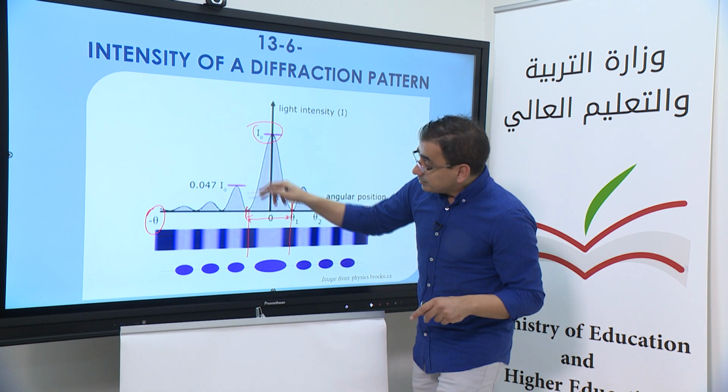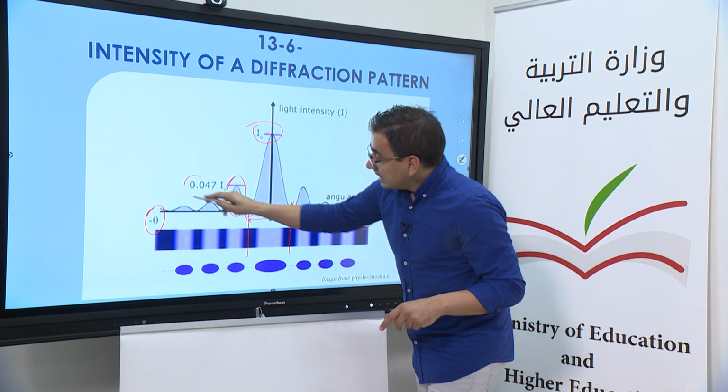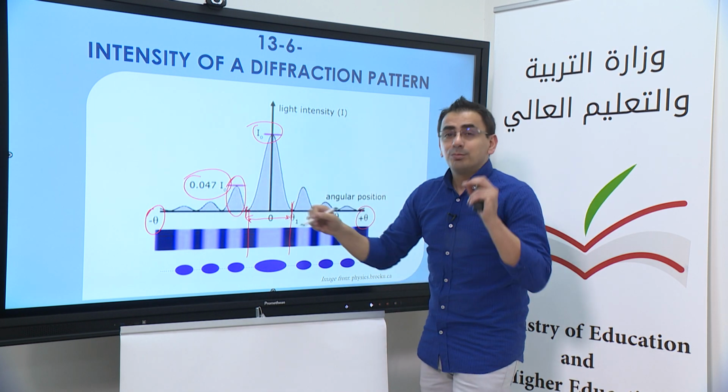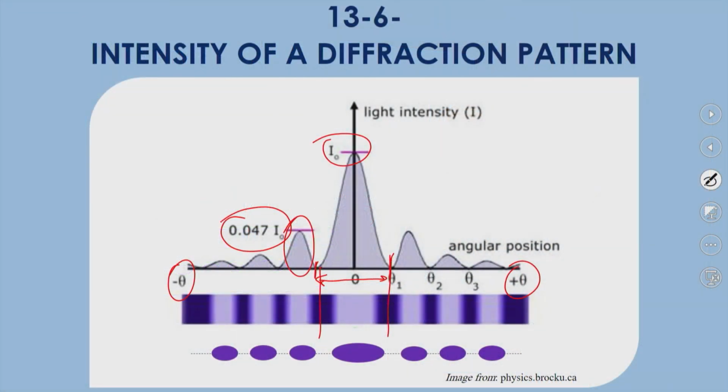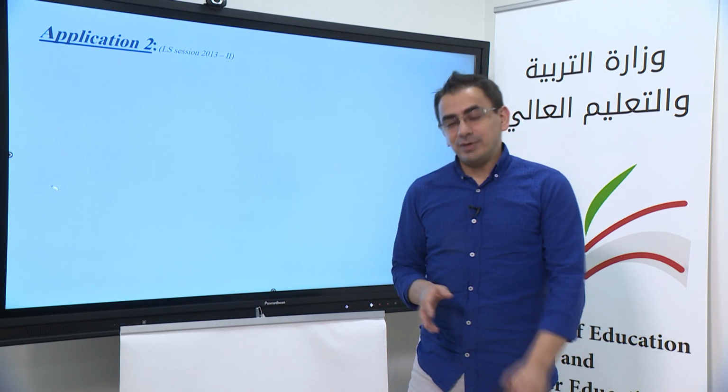Now, the second bright fringe here has an intensity of around 4.7%, 0.047 I0. So this fringe is much less intense than the central. So you notice this pattern. The central bright fringe is wider than others, it's double the width, and it's definitely much more intense. So let's go now to solve an application.